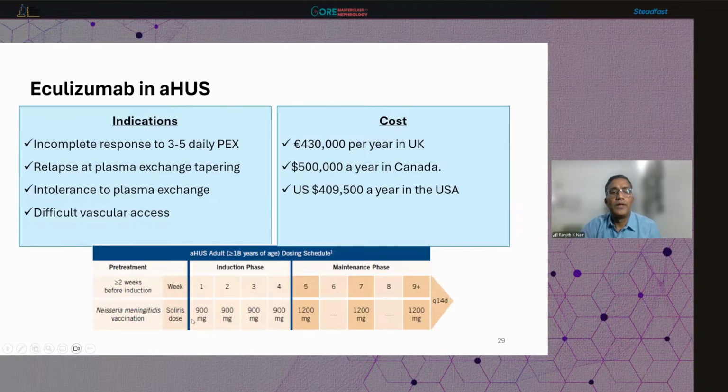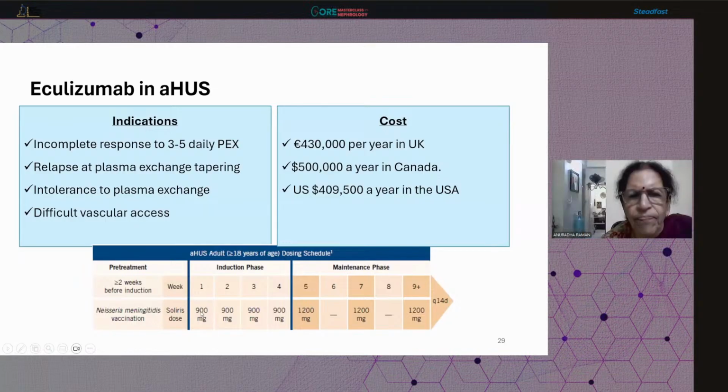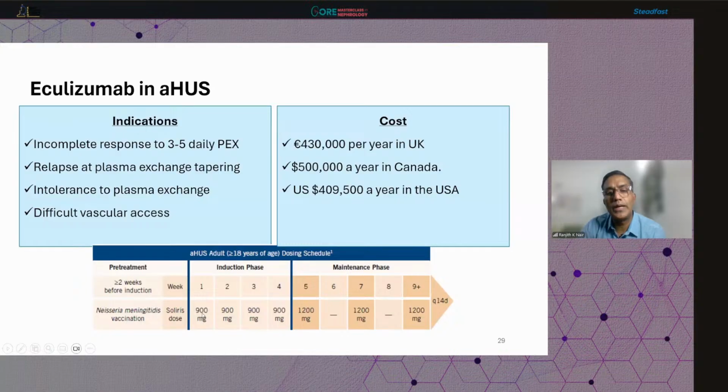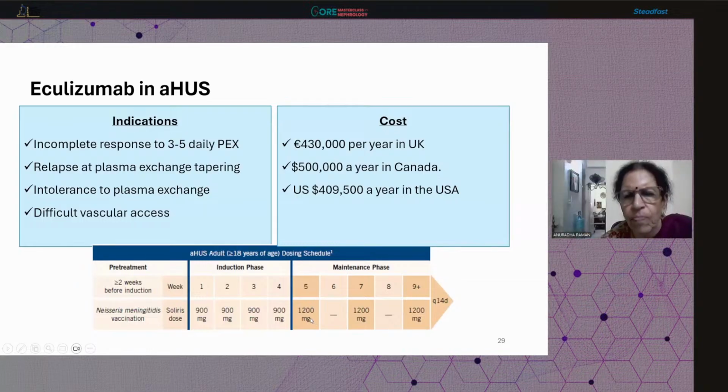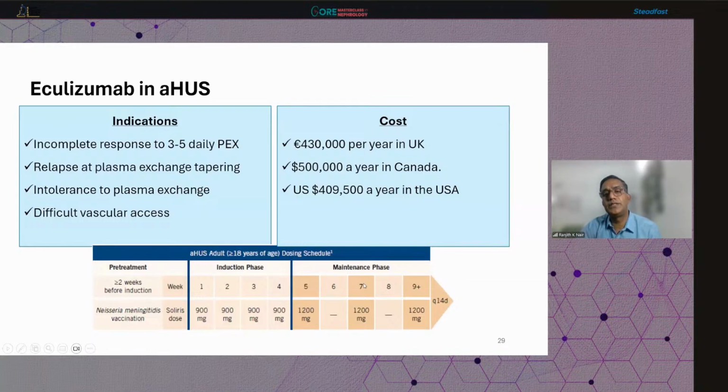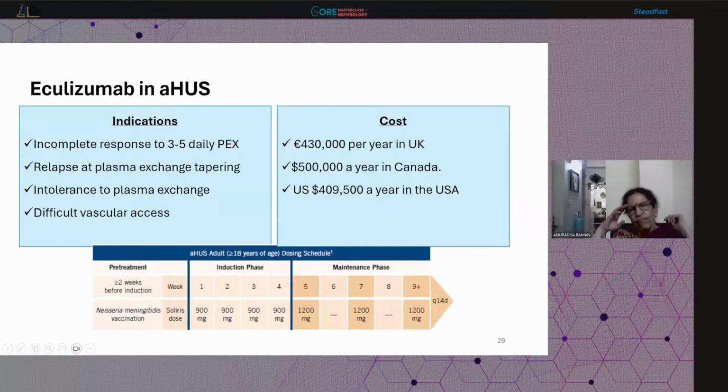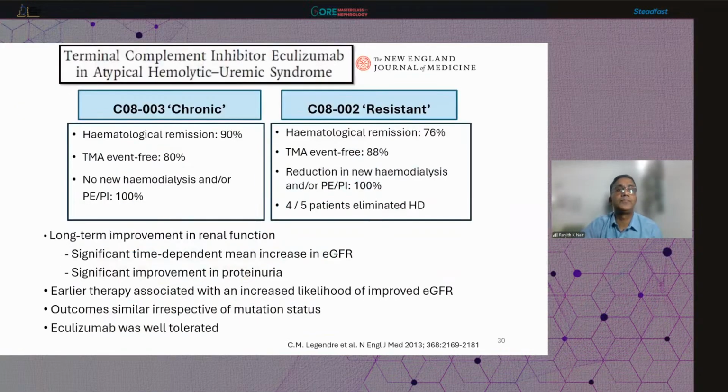Problem is the cost. If you look at the dosing, in the induction phase, every week you have to give 900 milligram, and 300 milligram costs about 70,000. So you're looking at 2.1 lakhs, which is about 10 lakhs for the first 1 month. And thereafter, this is going to be 3 lakhs each alternate week. And you carry on, and if there's clinical resolution, you could consider tapering it off over time. So the therapy is going to be horribly expensive.